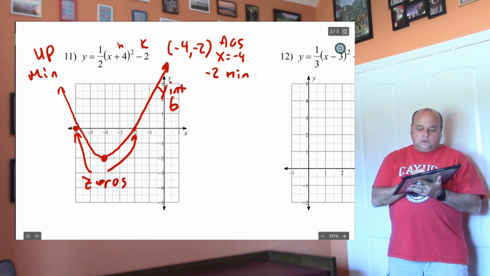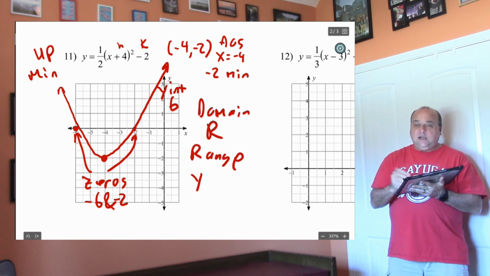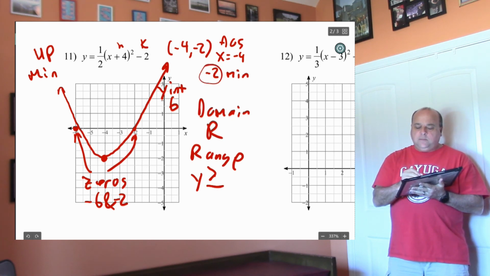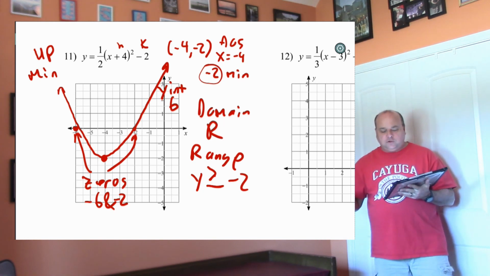So the zeros are what? -6 and -2. The domain will always be all real numbers. The range is going to be y. It's opening up, so greater than or equal to, and our minimum is -2. Okay? So I've just answered all those problems.